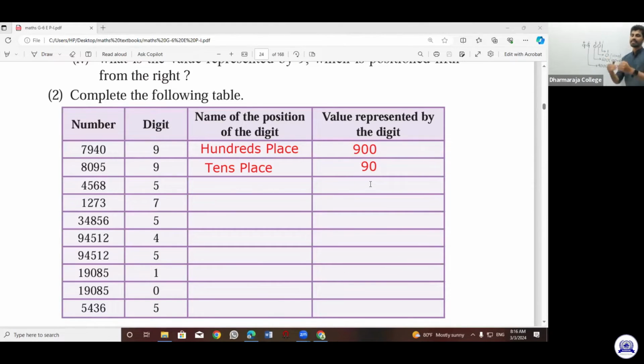Okay. Then you can complete the table given below. Just try to do this one. Hundreds place, tens place. Right. Then try to do this one.